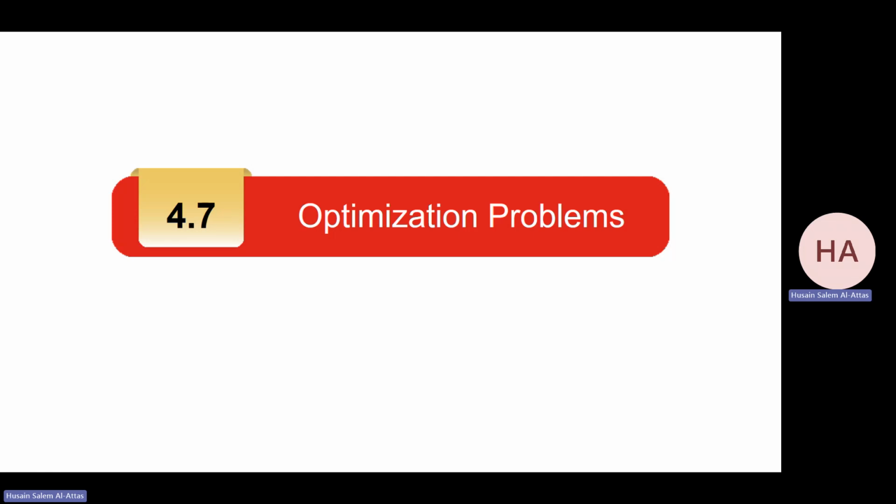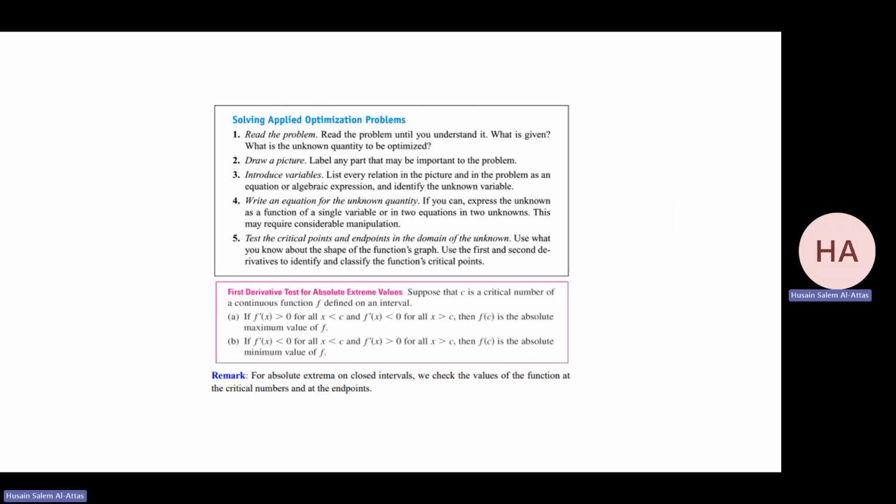Bismillah ar-Rahman ar-Rahim. Inshallah, we'll start 4.7, which is optimization problems. Mainly, these are applied optimization problems or real life problems. So they are word problems.